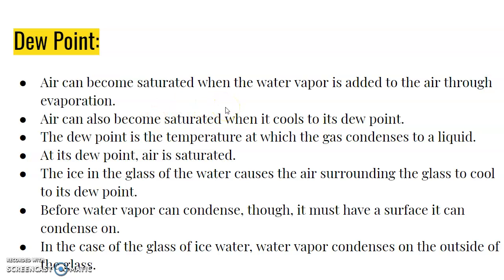Now, air can become saturated when water vapor is added to the air through evaporation, right? So when the temperatures are high, water evaporates. It evaporates from water bodies like lakes, oceans, and seas. It also evaporates from plants in a process called transpiration, which you've already learned about. And when the water evaporates, it becomes water vapor, and it mixes in the atmosphere and becomes moisture in the air.